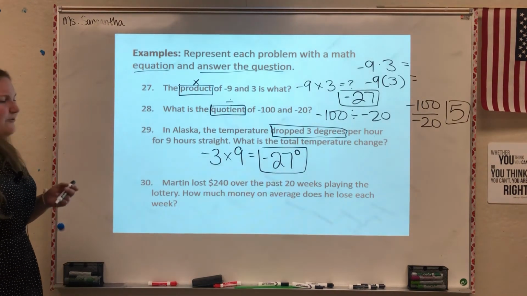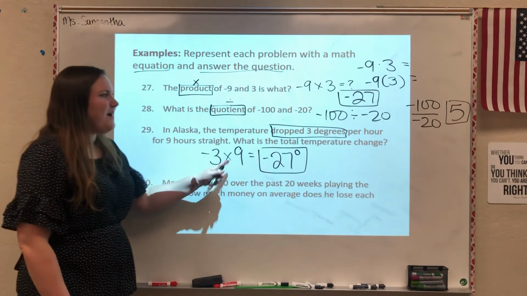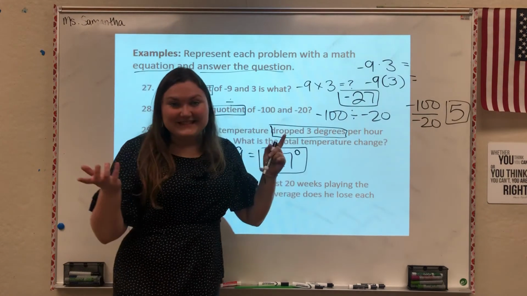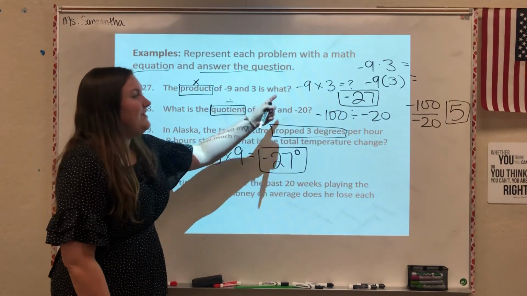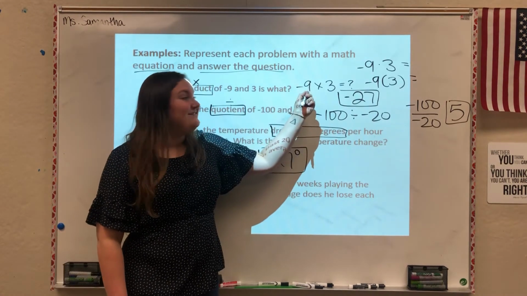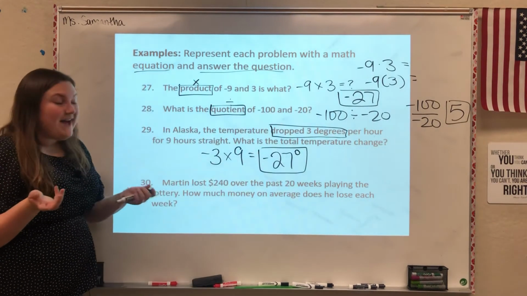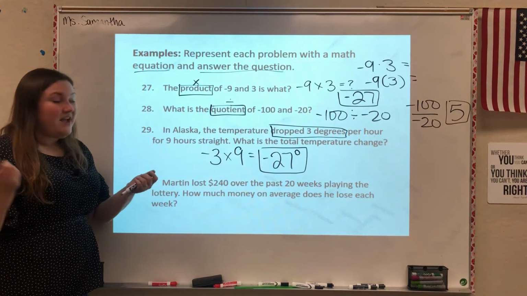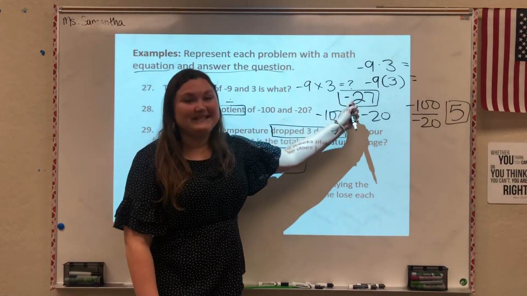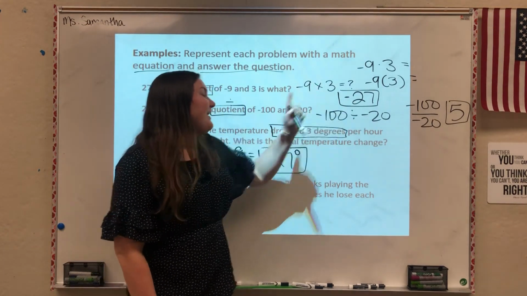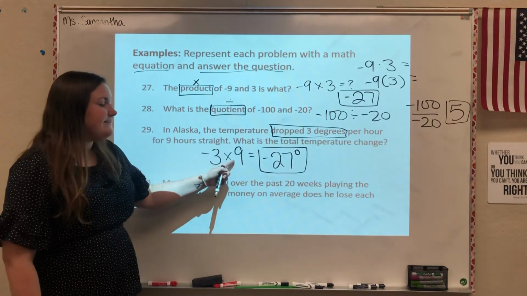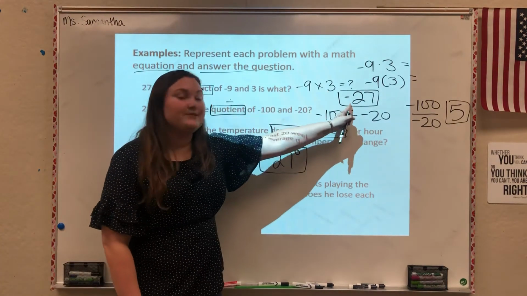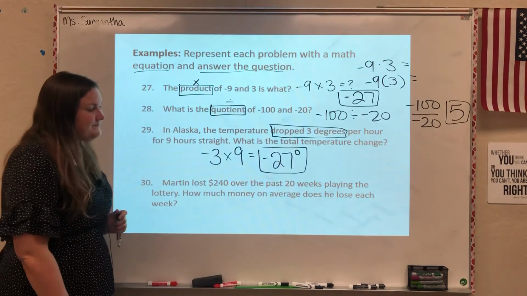I do really want to quickly point out too, look at this problem and this problem. It's almost the same problem, except down here the negative sign was on the 3. Up here the negative sign was on the 9. Did it matter when we did the math? No. Both of them equaled -27. It doesn't matter where that negative sign is for multiplication and division problems. As long as they are different signs, your answer is going to be negative.